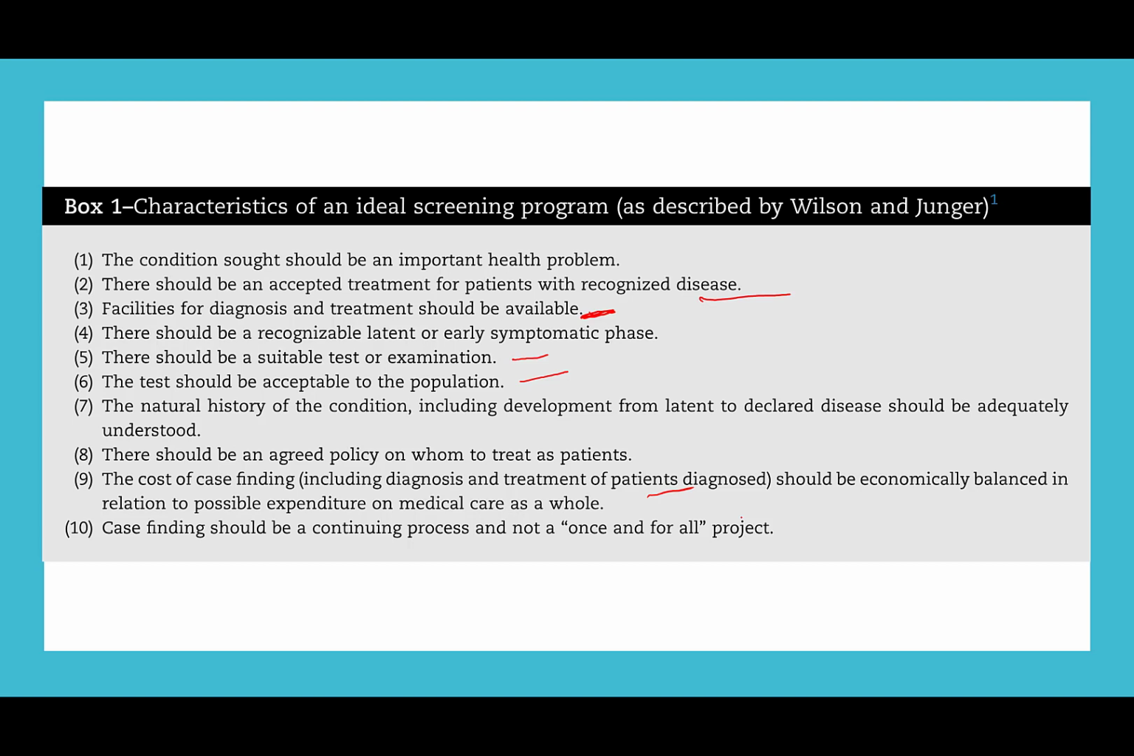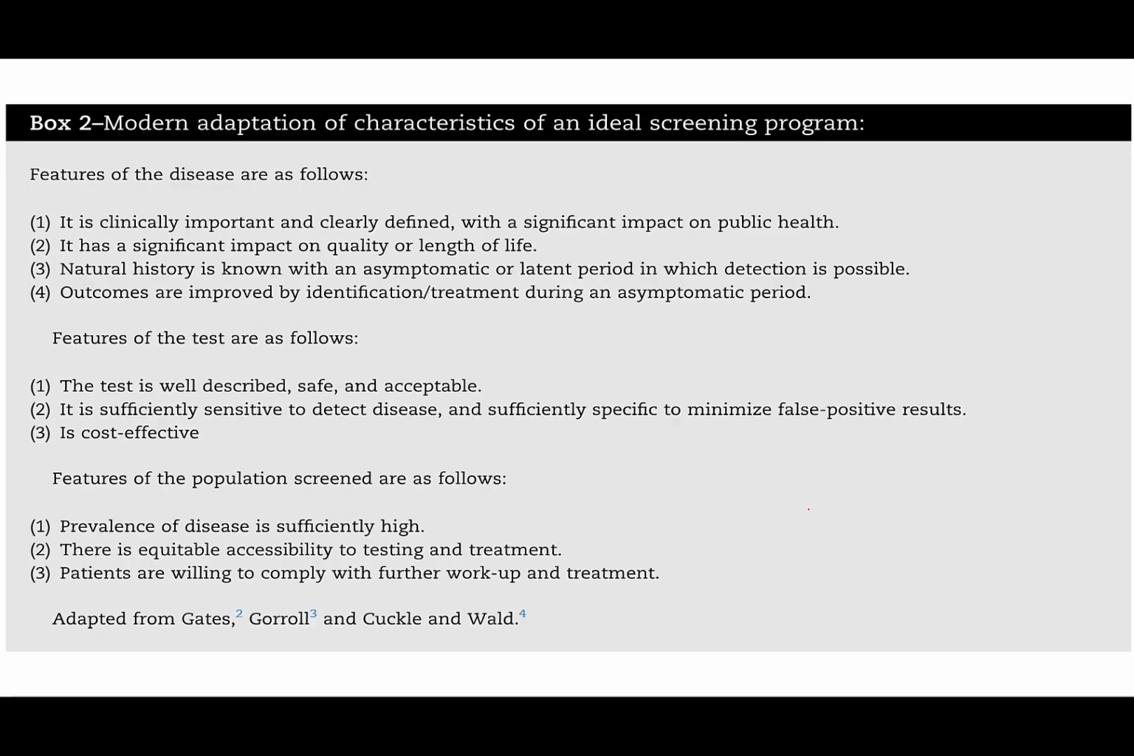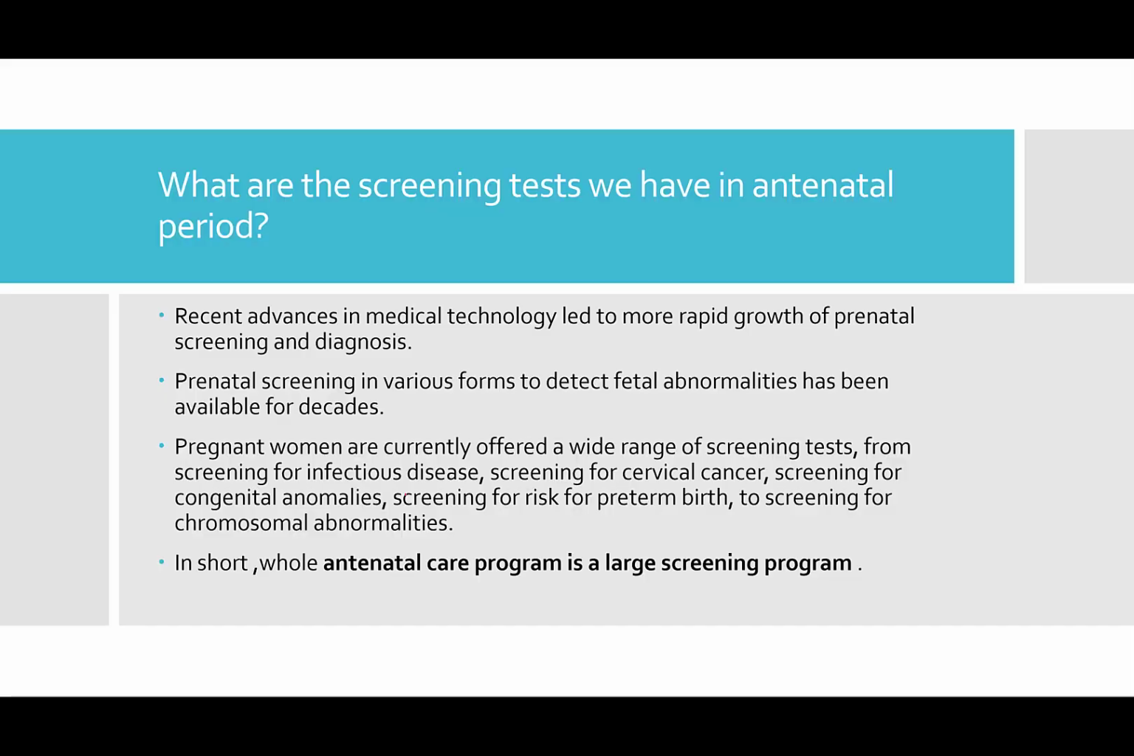So if it is being offered by the government, there has to be funding, staff and other resources allocated for screening. These are the same criteria; some have divided them into 3 groups: features about the disease, features about the test, and features about the population which are being screened, but the same things.